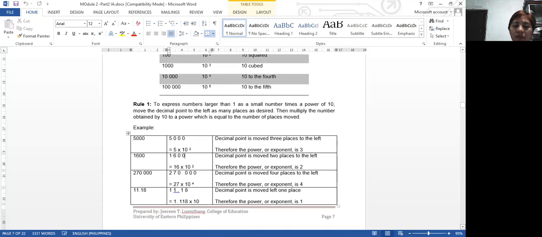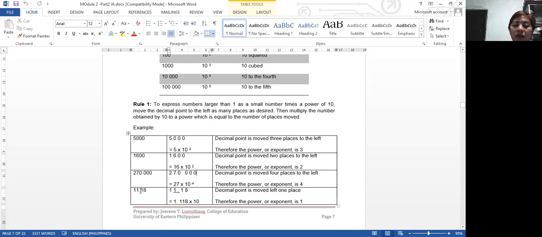Okay, another example is 270,000. So we are going to use 27 as the whole number before the power of 10. So we'll just have to count. We will stop from here. The decimal point is here. So 1, 2, 3, 4. So that's why it's 27 times 10 to the 4th. Okay? So the decimal point is moved 4 places to the left.